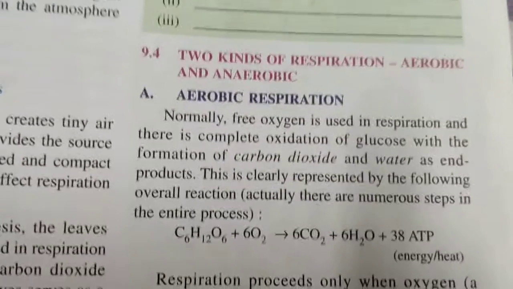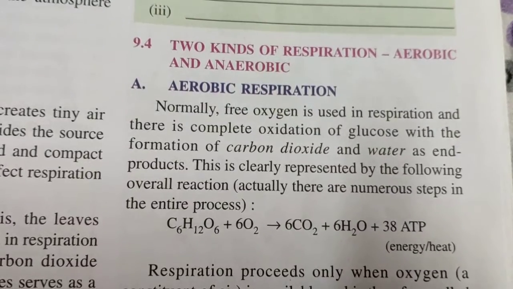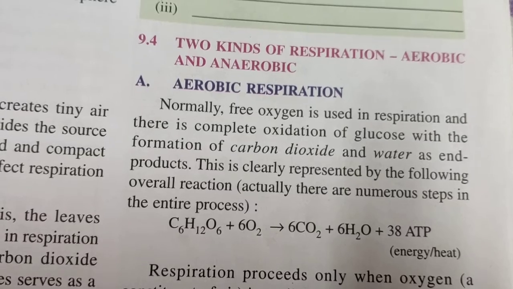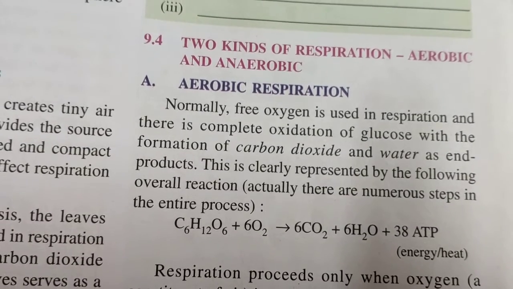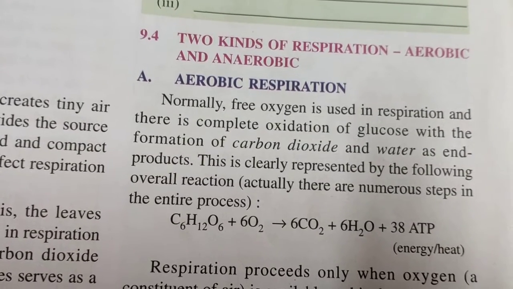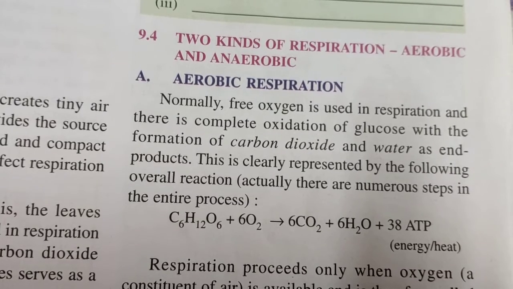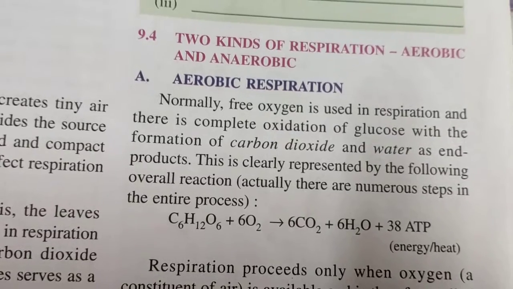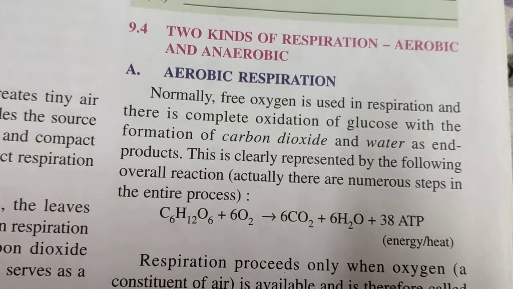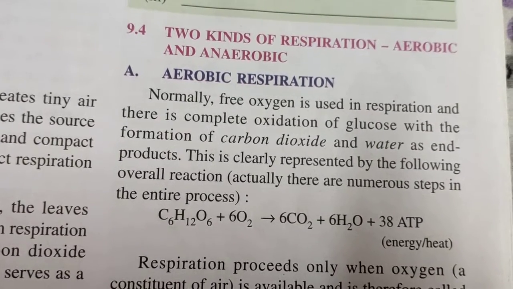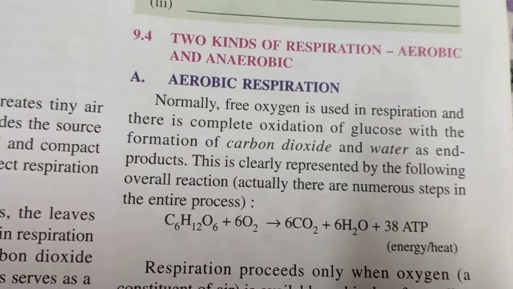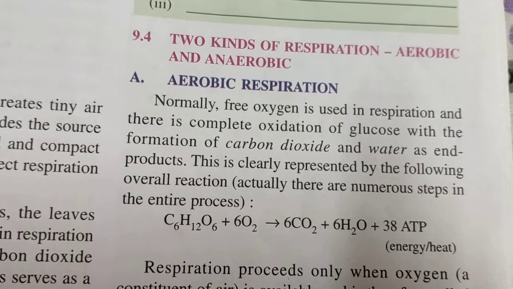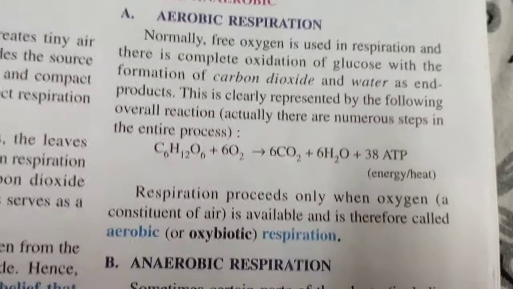Now, there are 2 kinds of respiration. One is aerobic, another is anaerobic. Aerobic means when it is involving oxygen. Normally, free oxygen is used in respiration, and there is complete oxidation of glucose with the formation of carbon dioxide and water as end products. This is clearly represented by the following overall reaction. Please, again, here you have to practice the reaction. C6H12O6 plus 6O2 gives 6CO2 plus 6H2O plus 38 ATP.